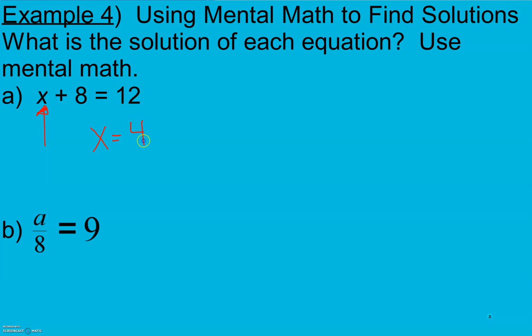That number is 4. In B, we're looking for some number that when we divide it by 8, we get 9. That number is 72. 72 divided by 8 gives us 9.